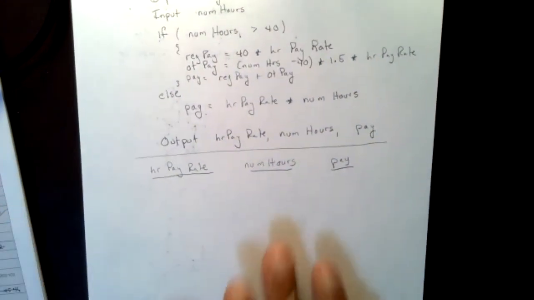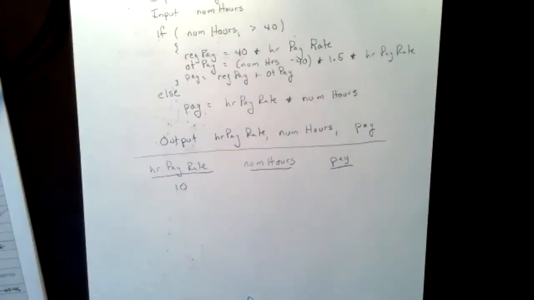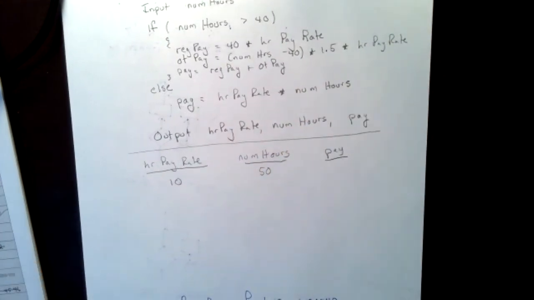Okay, give me an hourly pay rate. And remember, you're going to be doing the algebra here in your head quickly, so make it something that's kind of easy, like 10. 10. Give me the number of hours. 50. Okay, so you jumped right in with the overtime. All right, and what should that be?